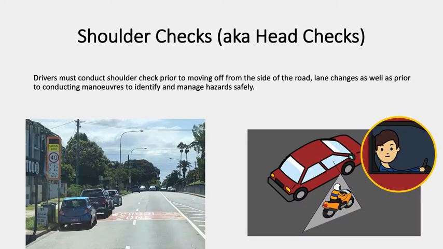Shoulder checks. Drivers must conduct shoulder checks prior to moving off from the side of the road, lane changes as well as prior to conducting manoeuvres to identify and manage hazards safely. So we can see on the left of screen, if any of those drivers that are parked on the side of the road wish to pull out from their position, they need to conduct a shoulder check first. We normally use the MIMS formula: mirror, indicator, mirror and shoulder. You're required to give 5 seconds notice on the indicator before leaving the side of the curb.